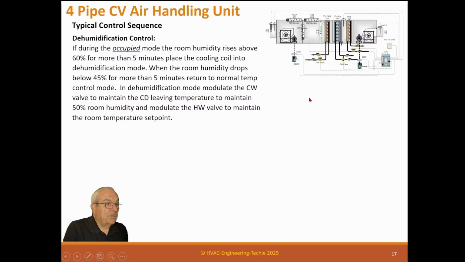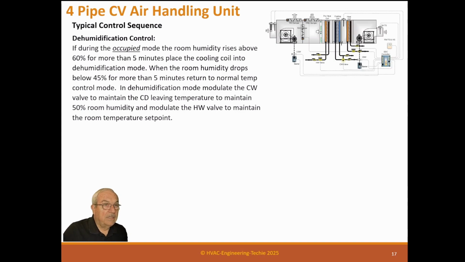All right, so now we're going to do dehumidification control. If during the occupied mode the room humidity rises above 60% for more than 5 minutes, place the cooling coil into dehumidification mode. When the room humidity drops below 45% for more than 5 minutes, return to normal temperature mode. In dehumidification mode, modulate the chill water valve to maintain the cold deck leaving temperature to maintain 50% room humidity, and modulate the hot water valve to maintain the room temperature set point.